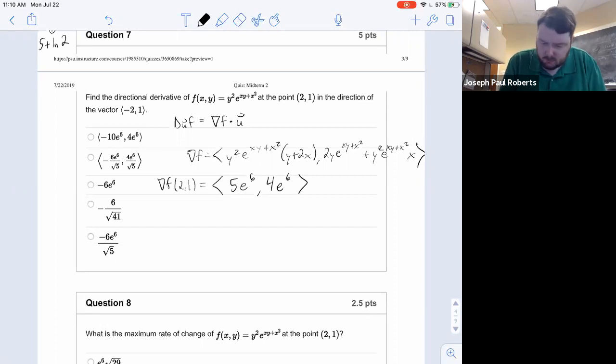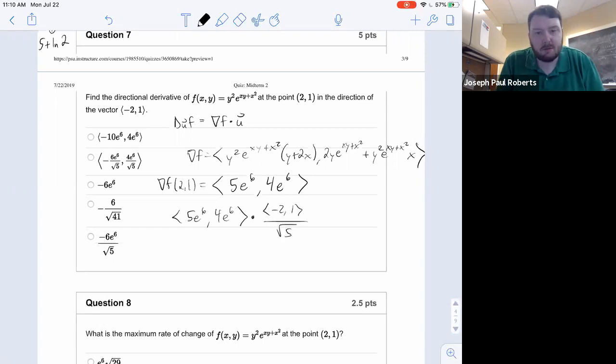And then we're going to do ⟨5e^6, 4e^6⟩ dotted with a unit vector in the direction of ⟨-2, 1⟩. So be careful, you have to normalize the vector ⟨-2, 1⟩, otherwise the units of the directional derivative don't work out properly. And so you do this dot product and you get a scalar. So what, -10 plus 4 is -6e^6 over square root of 5. And so there we go.